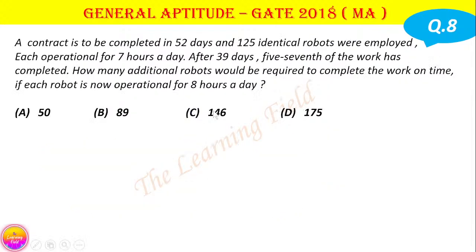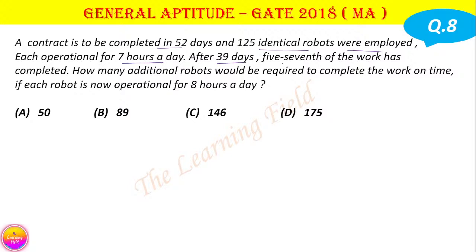Now go to the next question. Question number 8 says that a contract is to be completed in 52 days and 125 identical robots were employed, each operational for 7 hours a day.